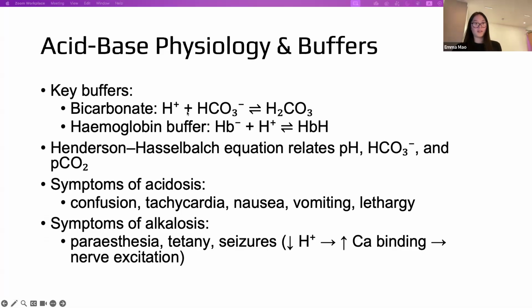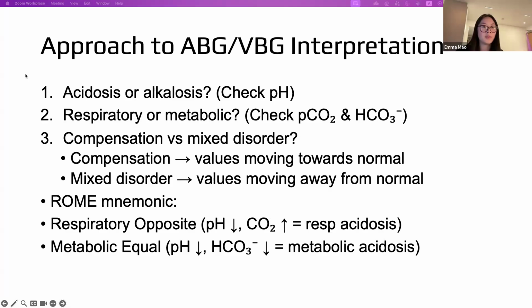Okay, quickly, acid base, we have buffers, bicarbonate, and hemoglobin as a buffer as well. Here are some quick things on acidosis and alkalosis. Not too important, I think. So let's quickly move on.